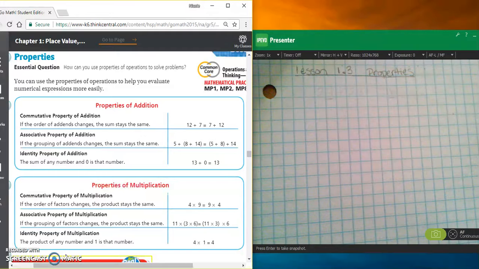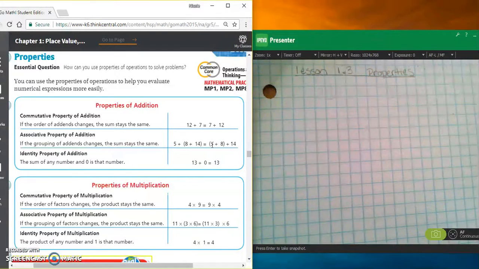Think commutative means you're commuting from one place to the other, and back and forth. So the order changes. As you can see here, 12 plus 7 equals 7 plus 12. The order has changed with the commutative property. Associative property has to do with associates. So the group who you're hanging out with changes. As you can see here, we have 8 plus 14 in a group, but over here we have 5 plus 8 in a group. So in that case, the grouping has changed.